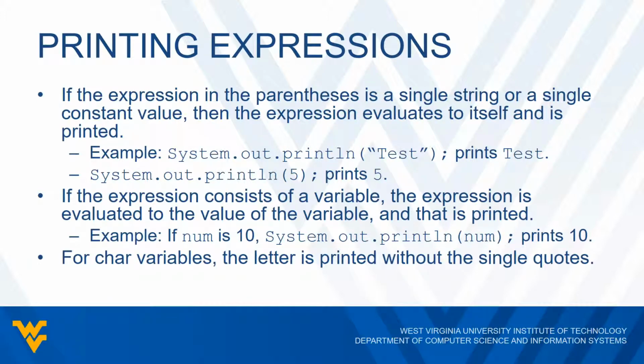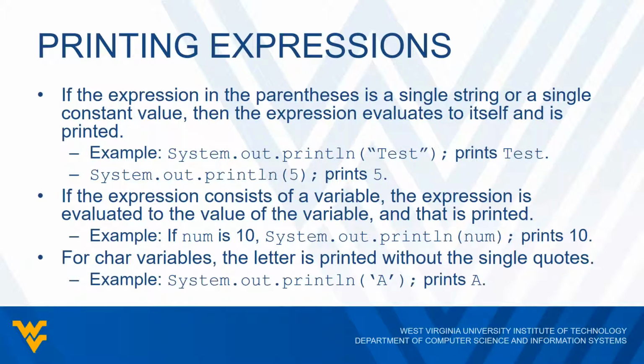Now for character variables, the letter that's in the parentheses would get printed, but there would not be any single quotes printed. It would just be the letter. Same reason why if we print a string, there are no double quotes when they're printed. So for example, if I have System.out.println('A'), and yes, I could put that in single quotes, then it would just print the letter A.